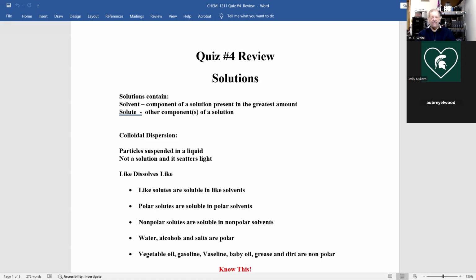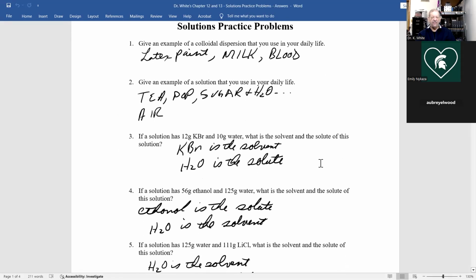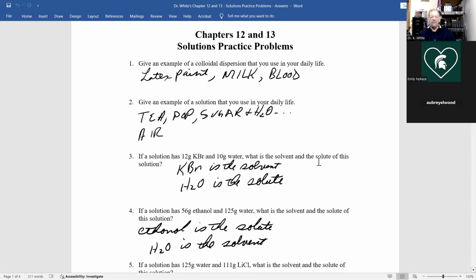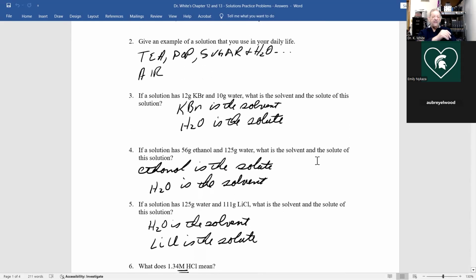Now, if we look at chapter 12-13 solution practice problems, is the answer key. If we look at number 3, a solution has 12 grams of KBr, potassium bromide, and 10 grams of water. What is the solvent? What is the solute? Well, the solvent is the component present in the greatest amount. In this case, KBr. And the other component, in this case, water, is the solute. So the solvent is always present in the greatest amount, and the other components are called the solutes.